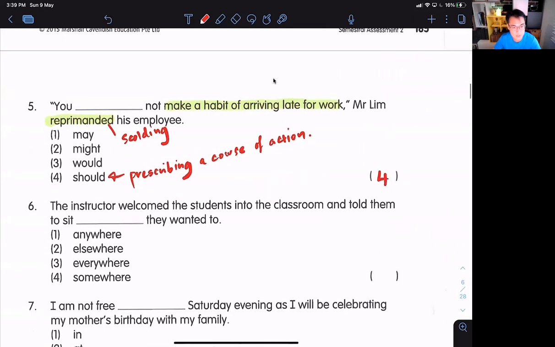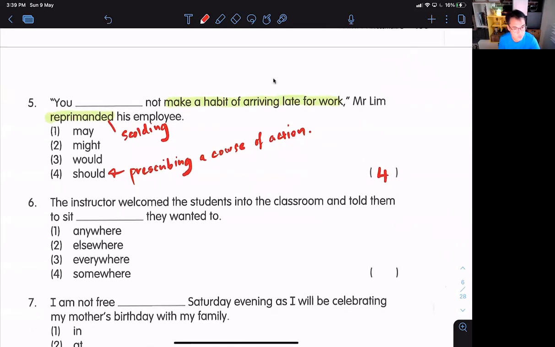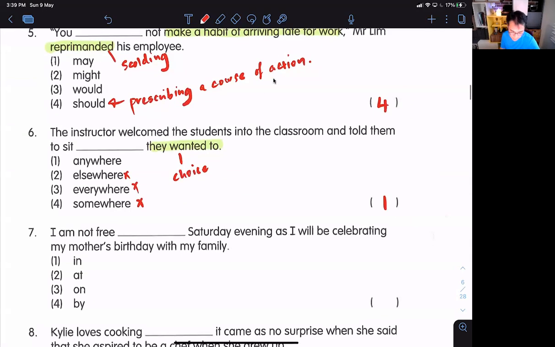So question number 6, the instructor welcomed the students into the classroom and told them to sit, right? So they were given a choice, right? In other words, they could sit anywhere that they wanted to, right? Anywhere gives me multiple choices, right? So the others don't make any sense, right? They can't fit.